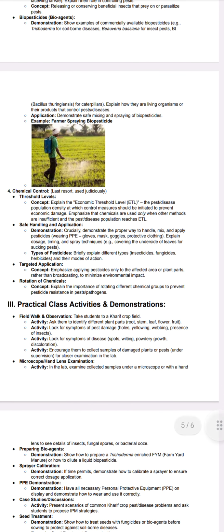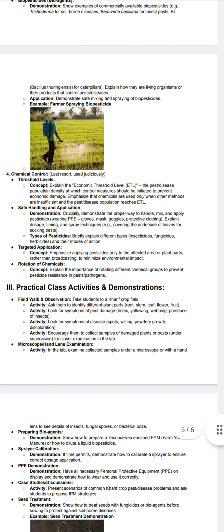Chemical control. Last resort. Use it judiciously. Threshold levels concept. Explain the economic threshold level, ETL: the pest and disease population density at which control measures should be initiated to prevent economic damage. Emphasize that chemicals are used only when other methods are insufficient and the pest and disease population reaches the economic threshold level.